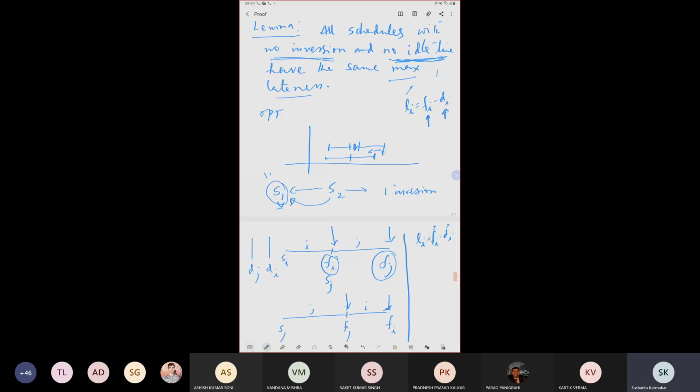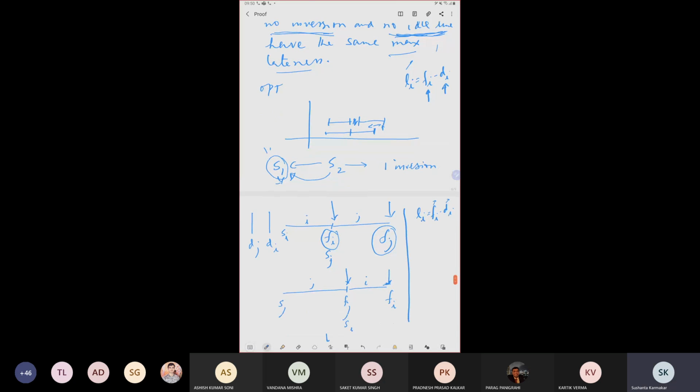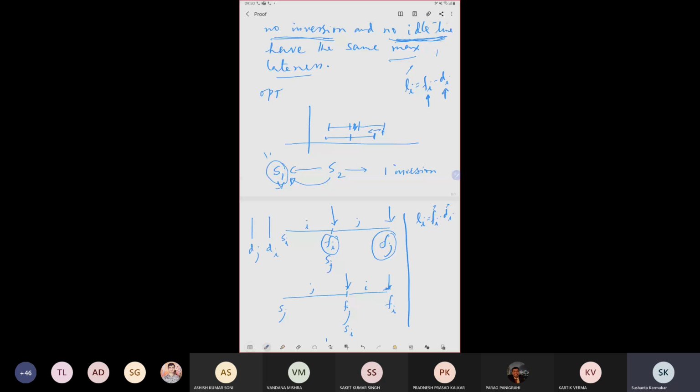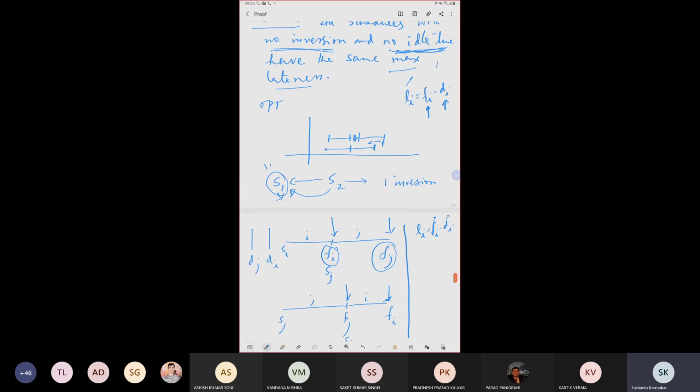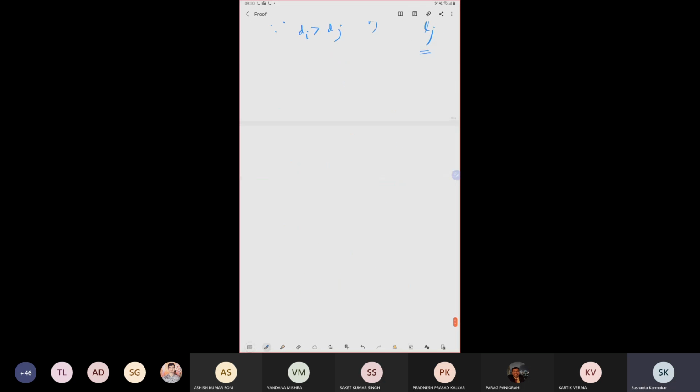If we can do that, then after a certain time, this second schedule, which had a certain number of inversions and idle times, will be converted into a schedule which has no inversions and no idle time. And by this argument, since one inversion does not at all increase the max lateness, it is clear that all schedules with no inversions and no idle time have the same maximum lateness. Okay. So now with this in hand, we are in a better position to prove that the schedule produced by the greedy algorithm has optimal maximum lateness.